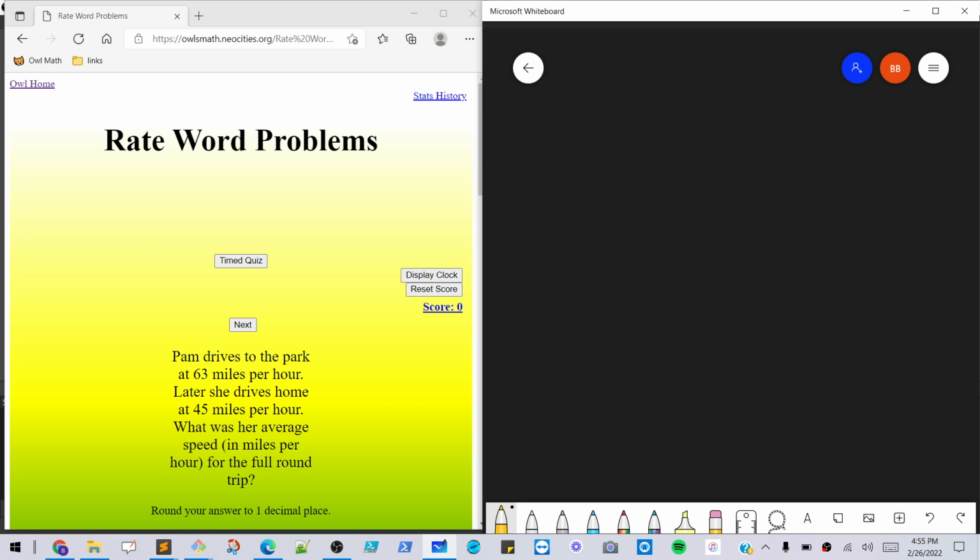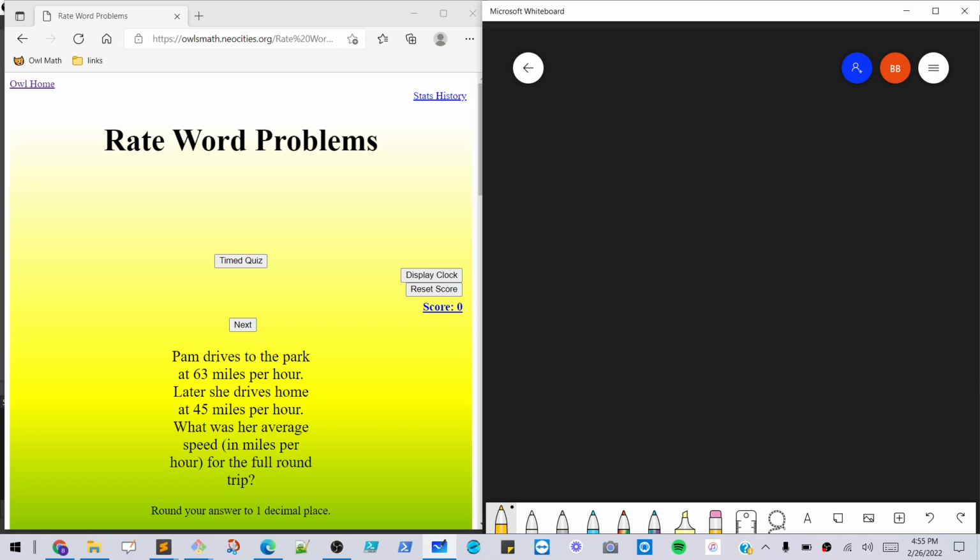All right, so I have a new quiz here. This quiz is about rate word problems. They're all speed, distance, time. They're all that basic form. There's a few different types of questions in here, so I chose one that we can do as a practice problem and start with that.